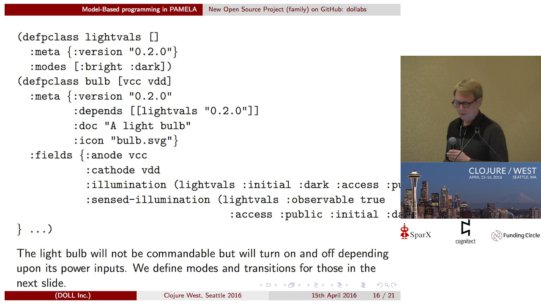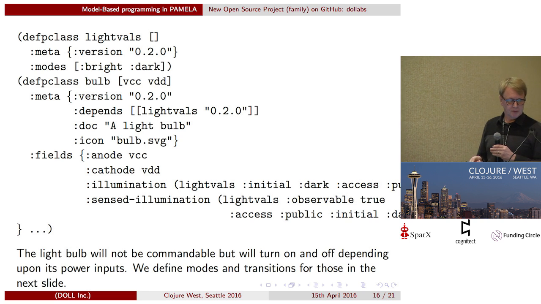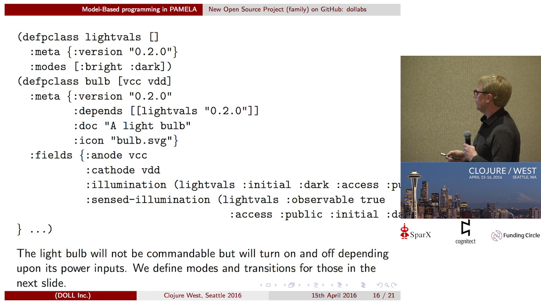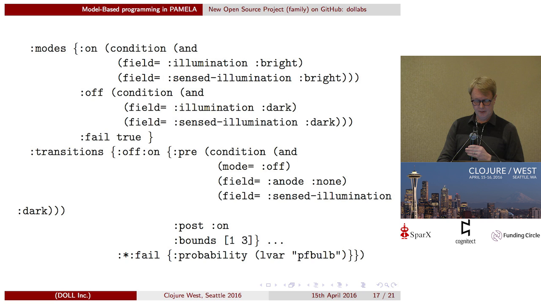Okay, for the light bulb, very much the same thing. We have bright and dark as light. We expect that we'll have observations from a sensor that will give us evidence in support of the light being on or not. And we have fields both for the estimation of the illumination and the sense input. I think we've covered the essential elements of that.